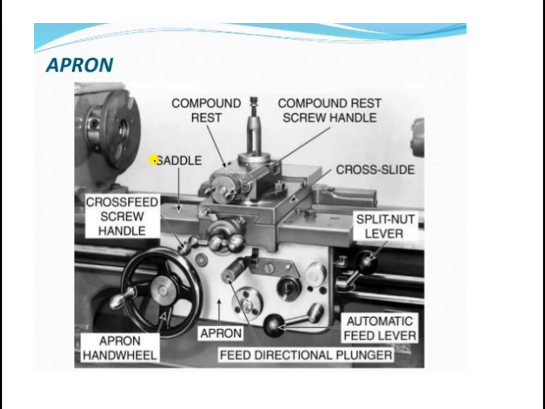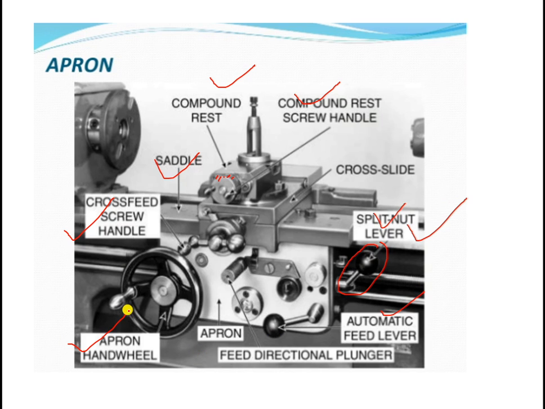Apron, already the same thing, which is available on the saddle, compound rest with screw handle. In some cases it may not be available, but it has markings on it so that you can set any kind of angle, or any kind of settings, as per the requirement of the job. Cross feed screw handle is available. The split nut lever is used when you want to do the thread cutting operation, when the half nut mechanism is engaged. The automatic feed lever is used whenever you want to do certain operations in an automatic manner.